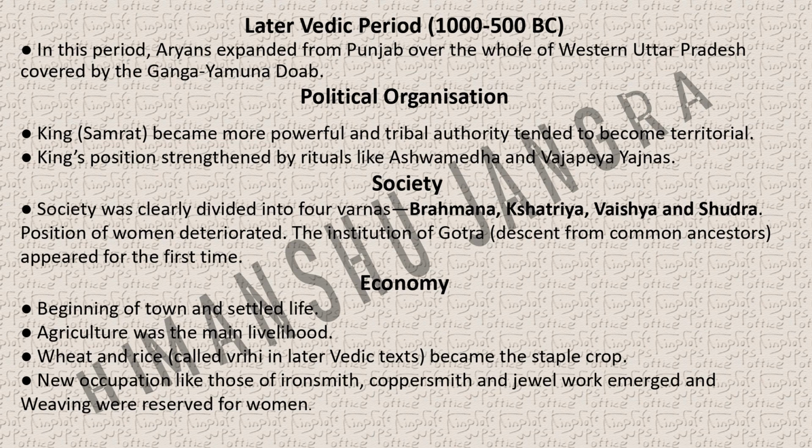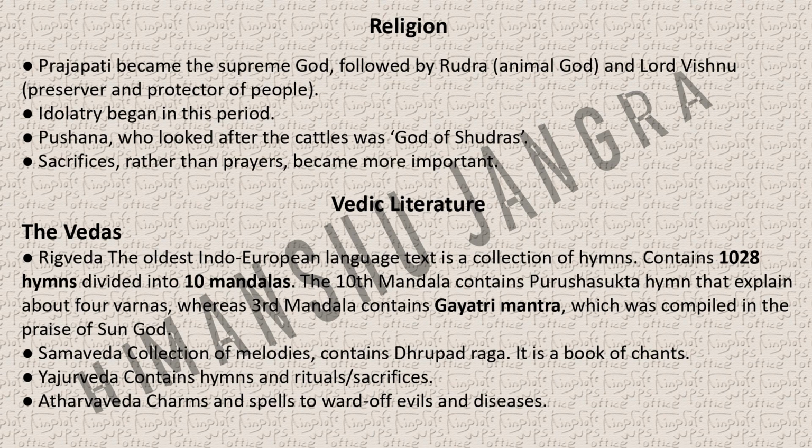Economy. Beginning of town and settled life. Agriculture was the main livelihood. Wheat and rice, called vrihi in later Vedic texts, became the staple crop. New occupations like those of ironsmith, coppersmith, and jewel work emerged, and weaving was reserved for women. Religion. Prajapati became the supreme god, followed by Rudra, animal god, and Lord Vishnu, preserver and protector of people. Idolatry began in this period. Pushan, who looked after the cattle, was god of Shudras. Sacrifices, rather than prayers, became more important.